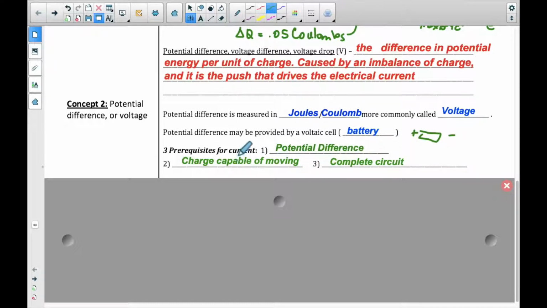And so what do we need for current? We need a potential difference. Again, if this was just equal on both sides, it wouldn't go anywhere. So it has to be different on each side. That's called potential difference. It needs to be a charge capable of moving. Remember back in our electrostatics unit that we talked about how in insulators, electrons don't move very well. Those charges aren't going to move very well. But if they are in metal things, copper wire, things like that, they will move. And so the charge has to be capable of moving, there has to be a potential difference, and there has to be a complete circuit. And we'll get to that in just a minute.